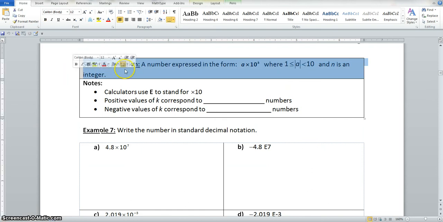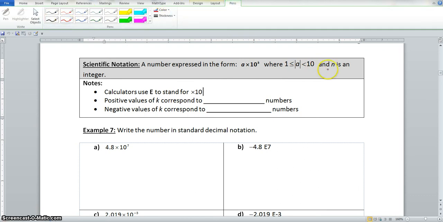Okay, now we come to scientific notation. It's a number expressed in the form a times 10 to the k, where 1 is less than or equal to the absolute value of a, which is less than 10, and k is an integer. Calculators use e to stand for times 10 to whatever power. Positive values of k correspond to big numbers. Negative values of k correspond to small numbers.